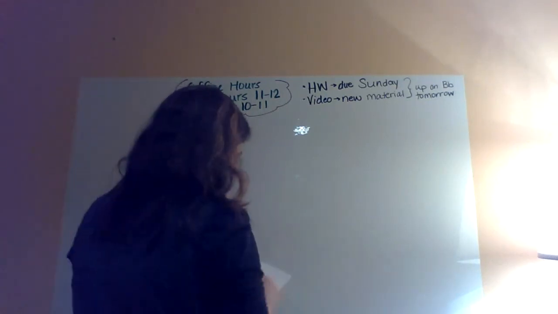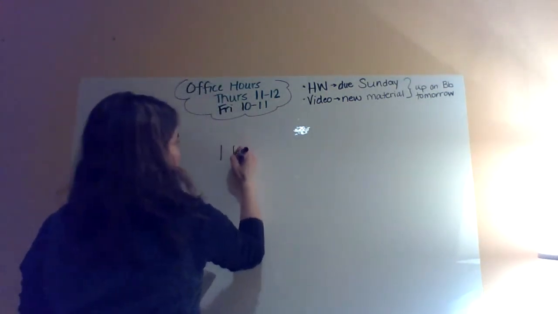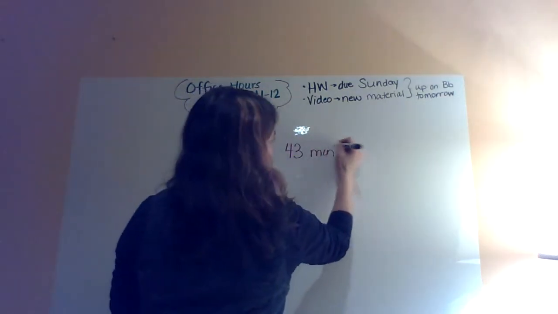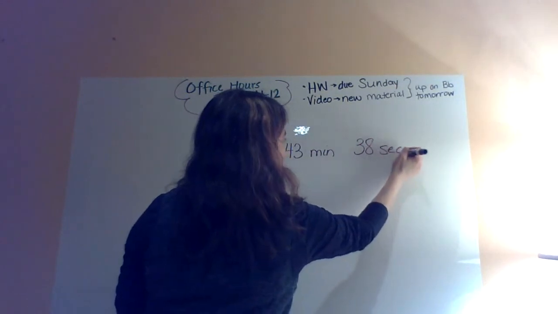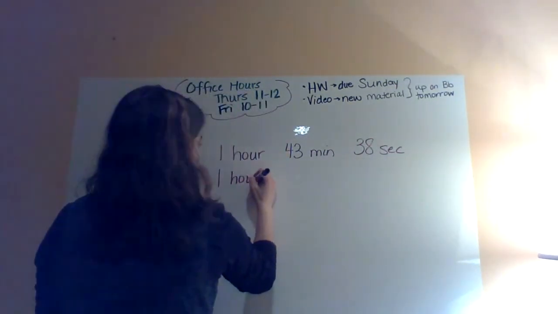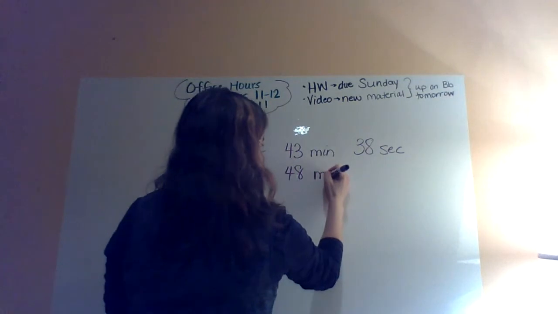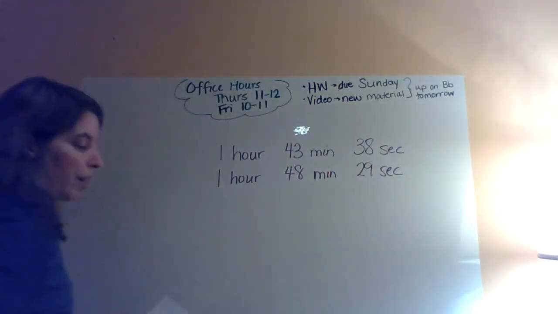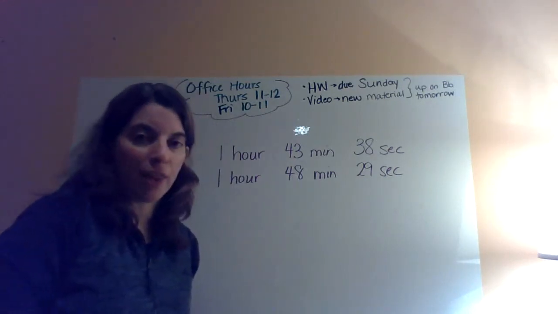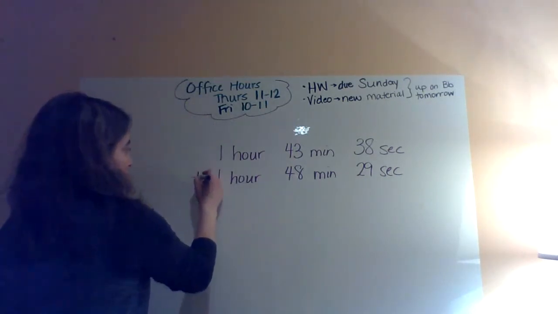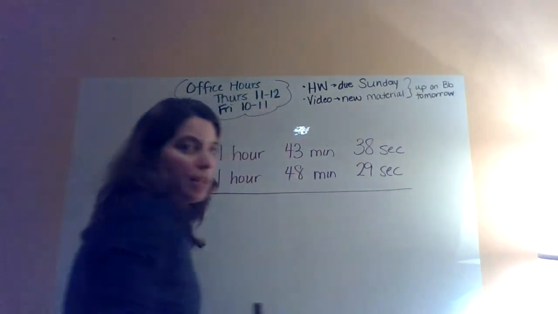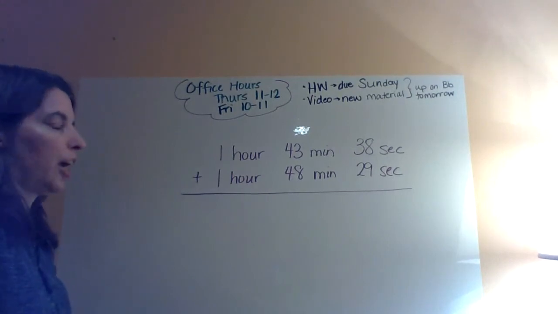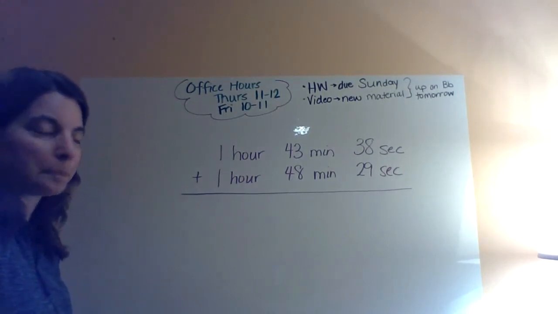Rosie ran around the lake twice. And the first time it took her 1 hour, 43 minutes, and 38 seconds. And the second time it took her 1 hour, 48 minutes, and 29 seconds. And we want to know how much time she took all together. Okay, so we're going to add these two together. So again, go ahead and stop the video for just a minute. Add those together and think about the idea of carrying when you do that and bundling.